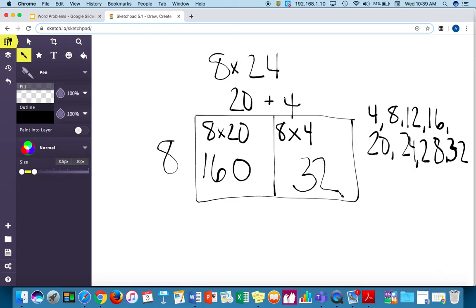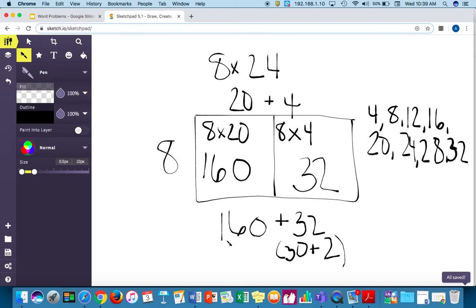Remember, when we're doing the area model, we get our two answers and add them together. Again, since I'm adding the same way, I can decompose this 32 and make it 30 plus 2. And I can bring down that 160. I can do 160 plus 30 is 190 plus 2 equals 192.